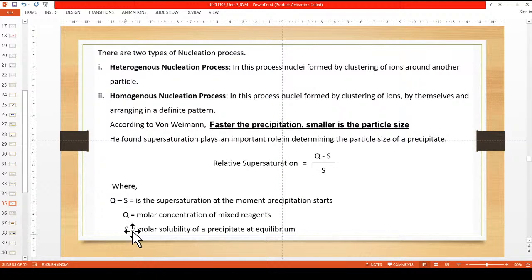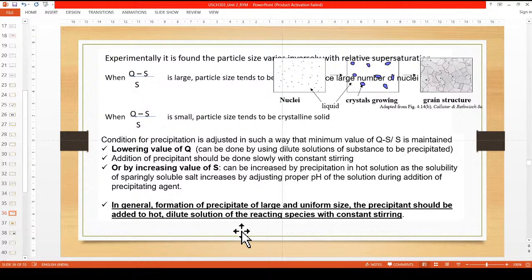And S is molar solubility of precipitate. This is not of reagents, this is solubility of precipitate. So now if you want your compound more crystalline, what you will do?